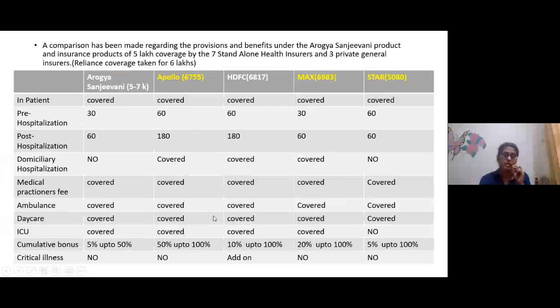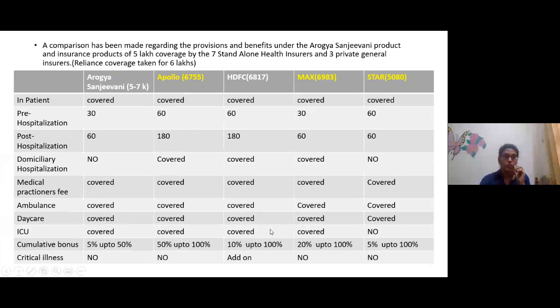The coverage for ambulance is basically 2,000 rupees per day or 5% of the sum insured. That is mostly the majority. And daycare has been covered for most of the 11 products. ICU has been covered for 11 products, with the exception of Cigna TKK. And cumulative bonus means, if they have a claim-free year at present, how much of their sum insured can they receive as bonus in the next year?